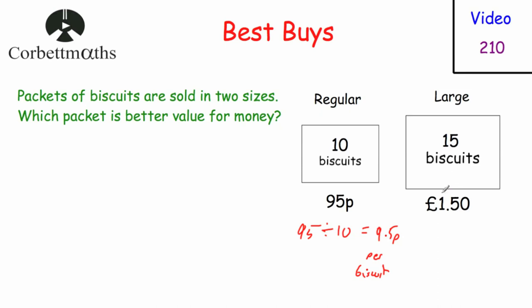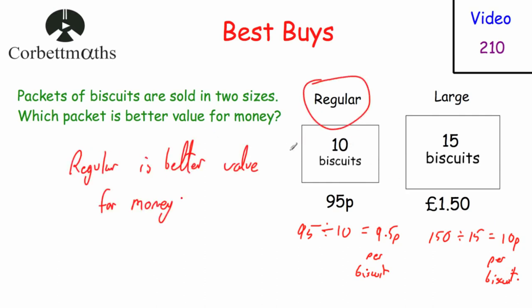And in the large box, it's £1.50, which is 150 pence. And that's for 15 biscuits. So you can divide 150 pence by 15 biscuits. And that would tell us that's equal to 10p per biscuit. So 9.5p per biscuit is cheaper than 10p per biscuit. So that means that the regular box is better value for money. So that's one approach, to divide the total amount by how much you get.